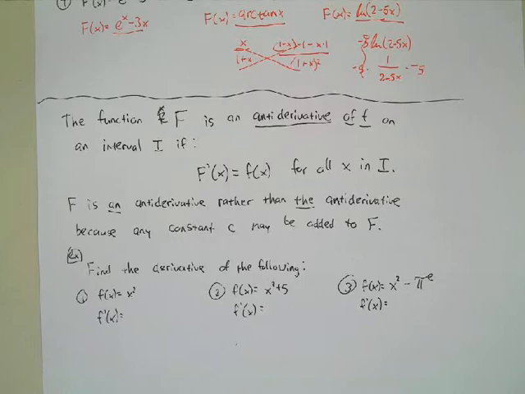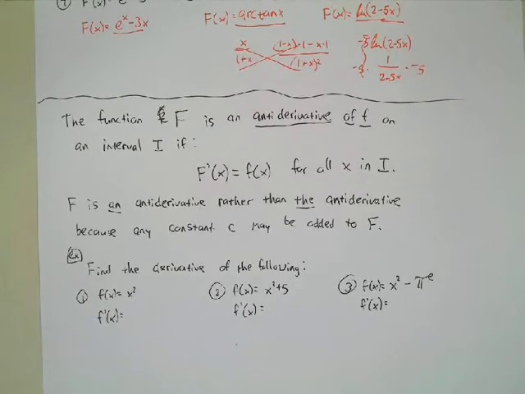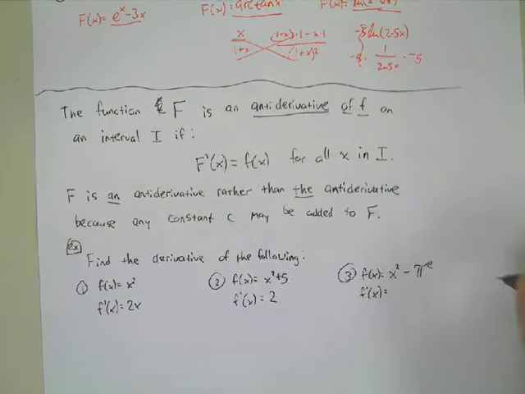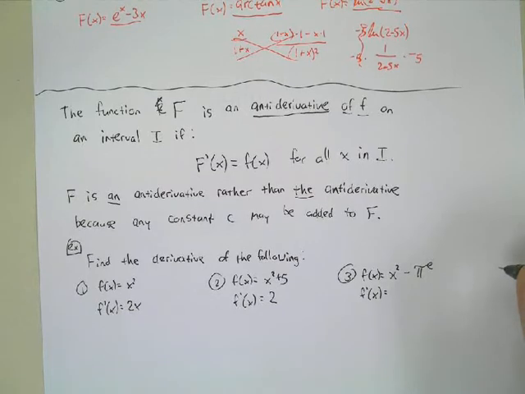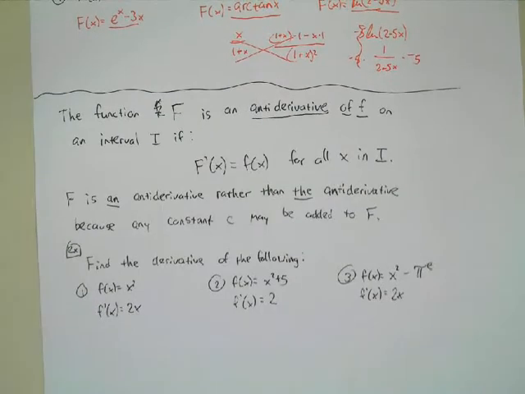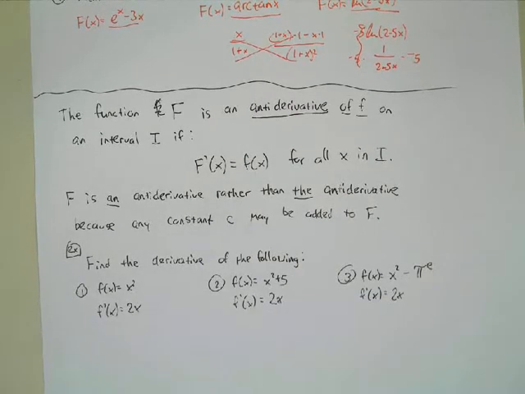What is the derivative of x squared? Let's go to Maya. 2x, you got it. Maya, what's the derivative of x squared plus 5? 2x. Maya, what's the derivative of x squared minus pi to the e? That's it, just 2x.